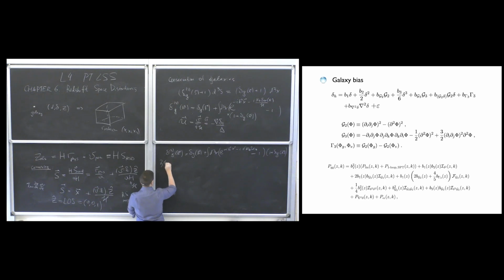Let's now see what are the predictions for the clustering of galaxies in redshift space. And the first prediction is the linear theory prediction that is described by the so-called Kaiser formula.